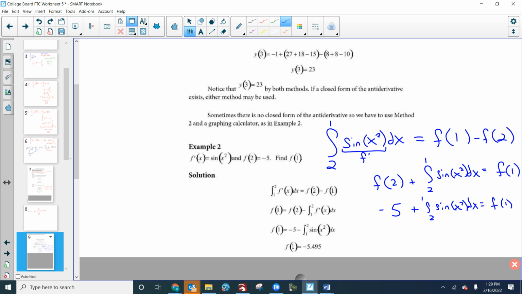Okay. So I started at -5. I was displaced the integral amount, and that tells me where I end up. Okay. All right.